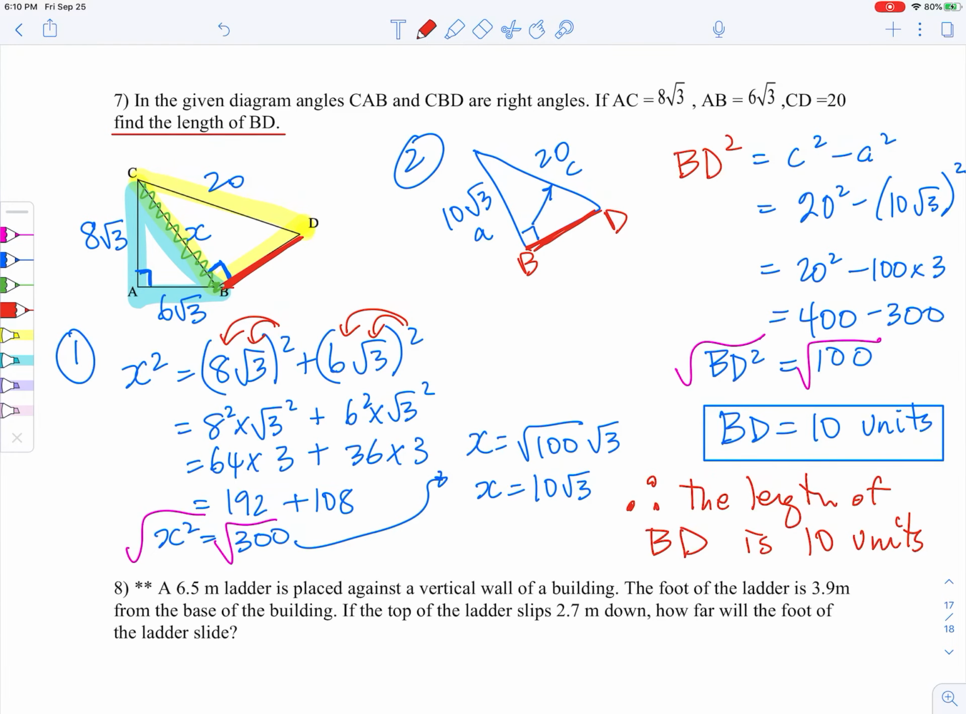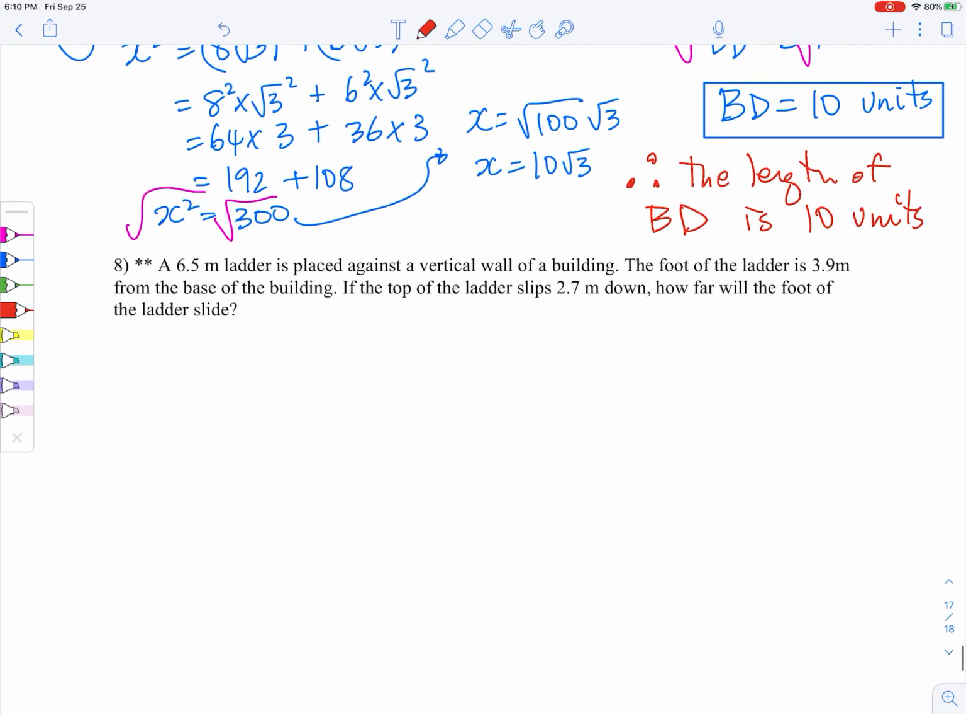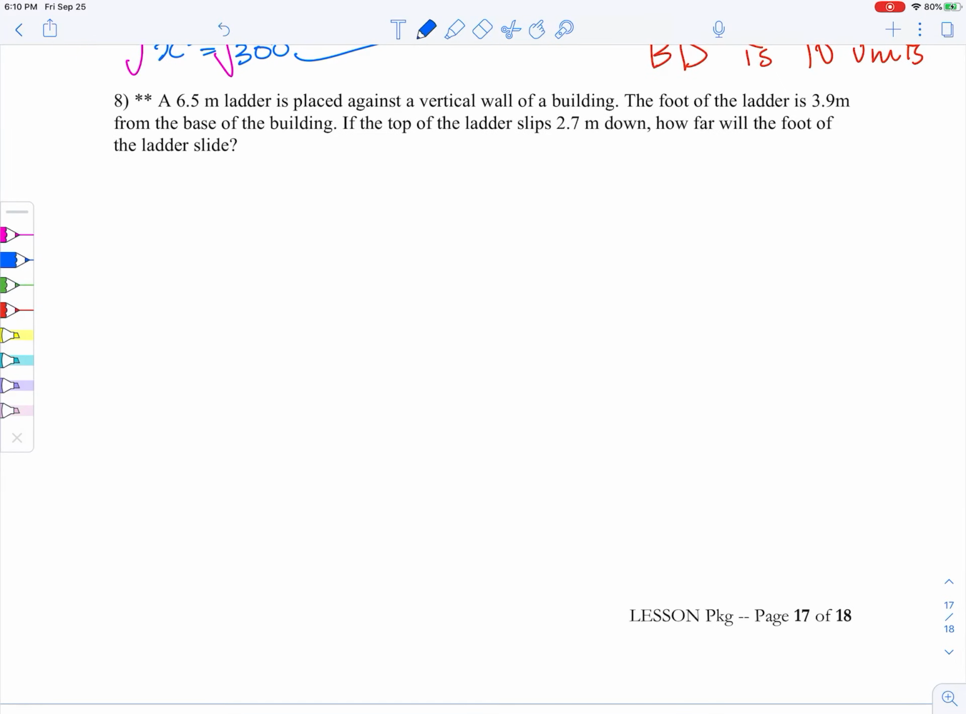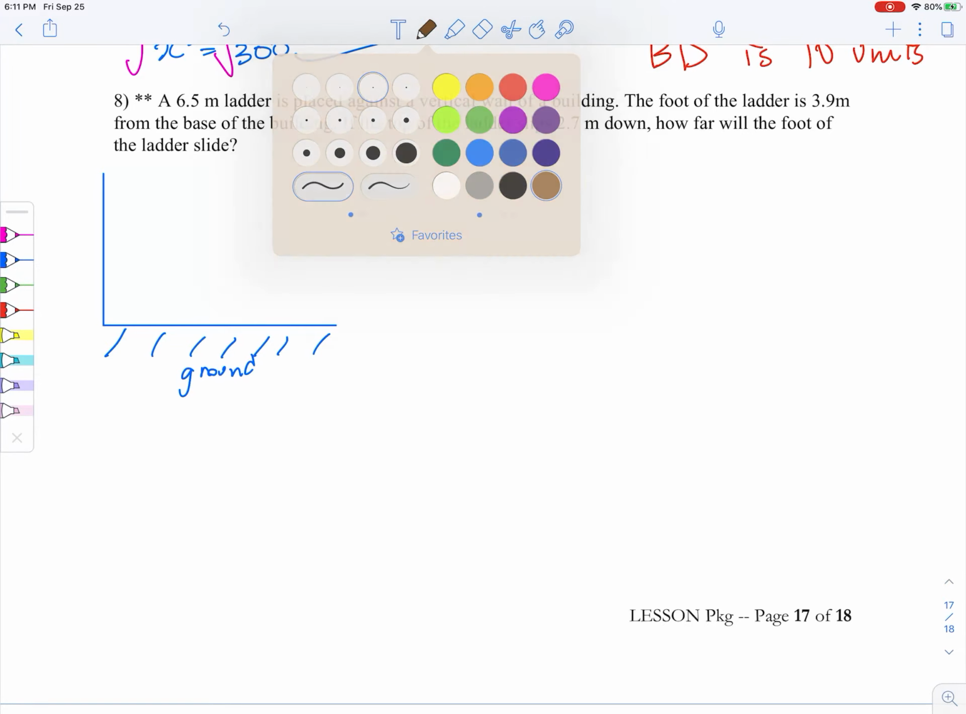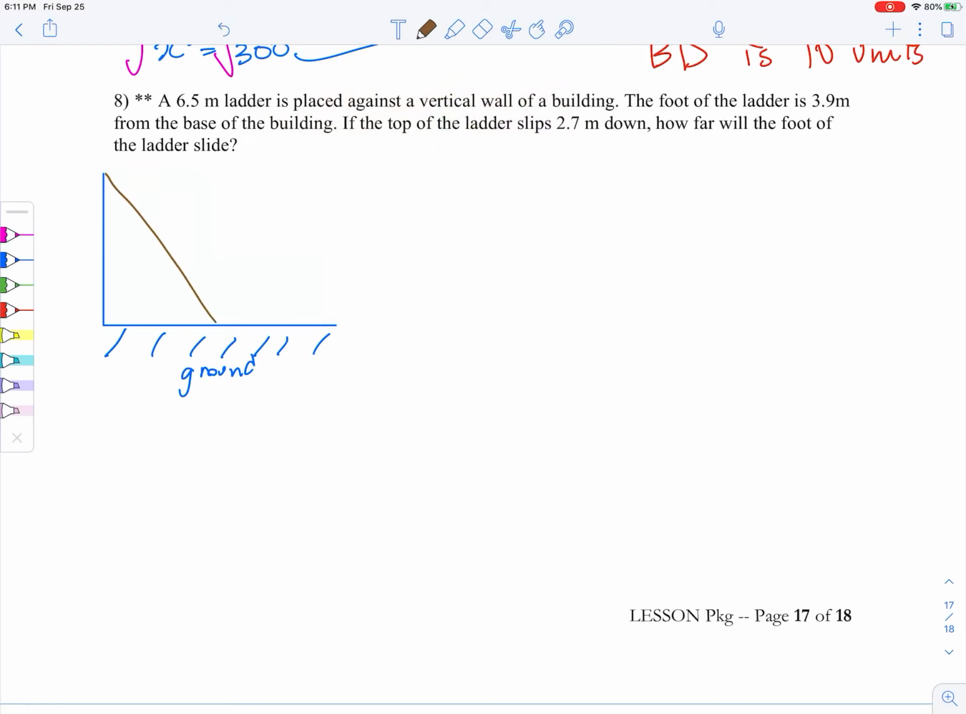Question 9. Question 9's a little bit trickier. If we have a ladder placed against a vertical wall of a building, the first thing I'm going to do is draw the ground. So here's the ground. And then I'm going to draw my ladder. So if my ladder is here, it's placed against a building, and this is just going to be the building.